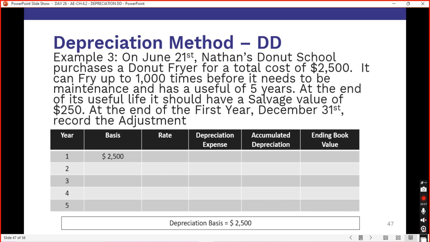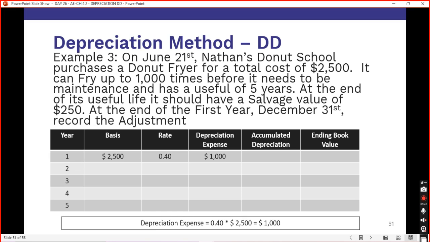The rate is going to be 1 over the estimated useful life of 5 multiplied by 2 because it's twice as much, right? So that's 40%. Now here we know it's going to be basis times rate, which is 2,500 times 40%, which we know to be a total of $1,000. However, here the rate was based off of 1 whole year. We said it was based off of 1 whole year.